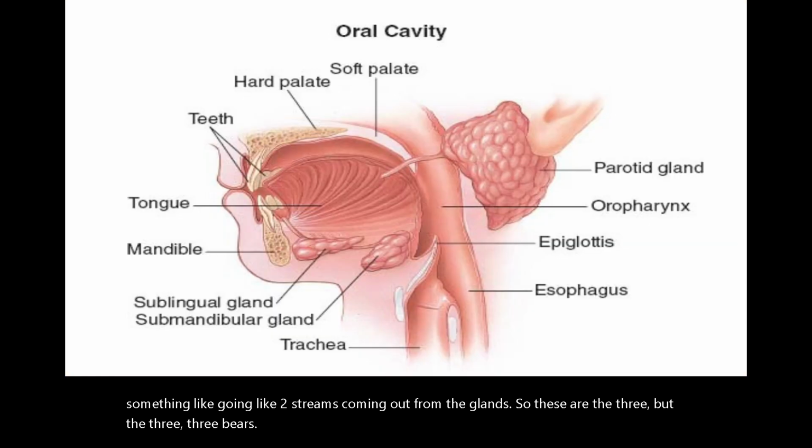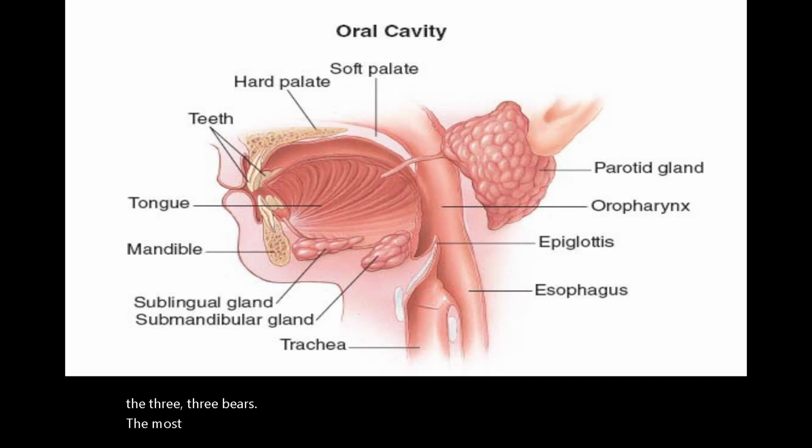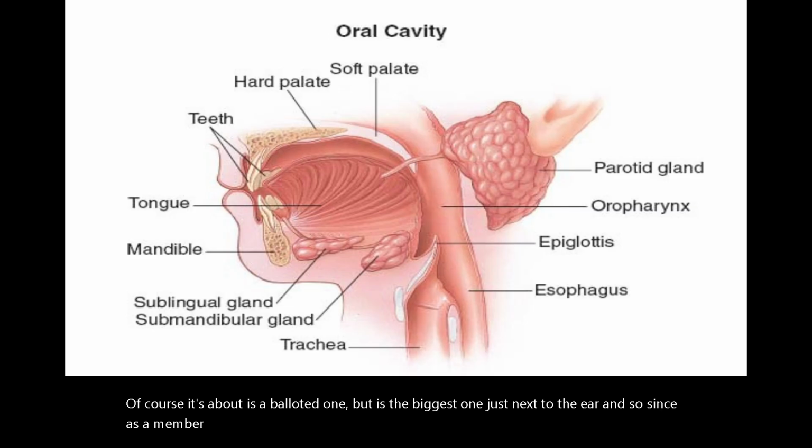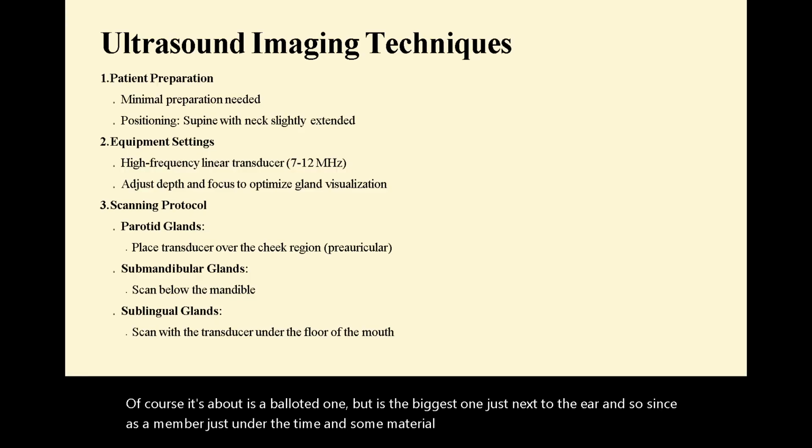The most important one, of course, is the parotid one. Parotid is the biggest one, just next to the ear. The sublingual is just under the tongue, and the submandibular just under the angle of the mandible.